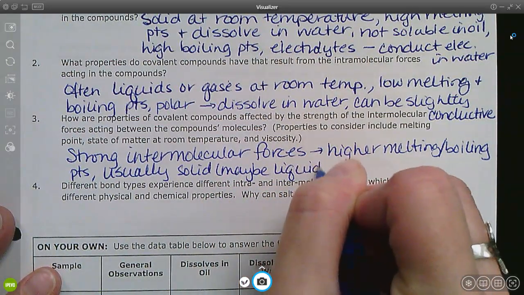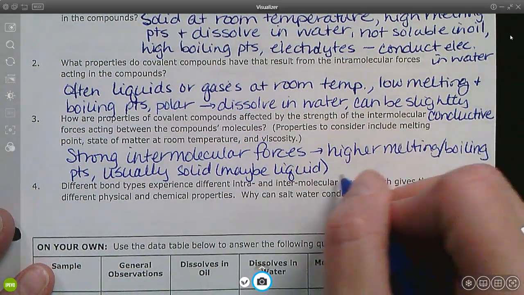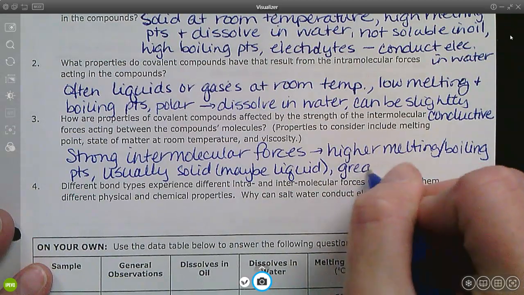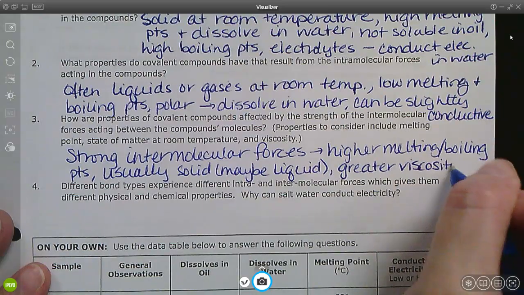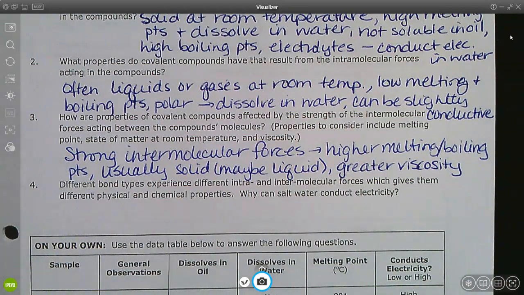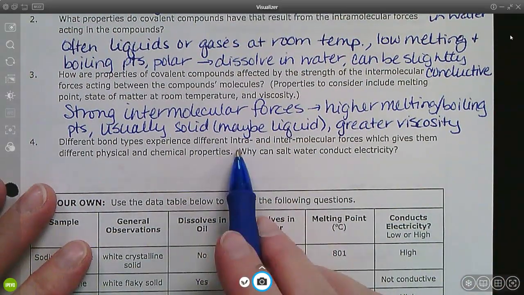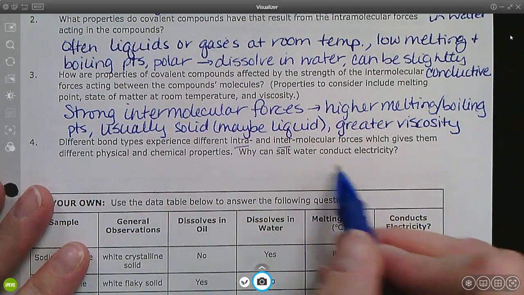Might be liquids, but the stronger the forces, the more likely they are to be solids, and they're going to have greater viscosities, meaning they're not going to pour easily. They're going to be very thick and flow very slowly. Okay, so that's when you have strong intermolecular forces, because those molecules are being held closer together. Different bond types experience different intra and intermolecular forces, which gives them different physical and chemical properties.